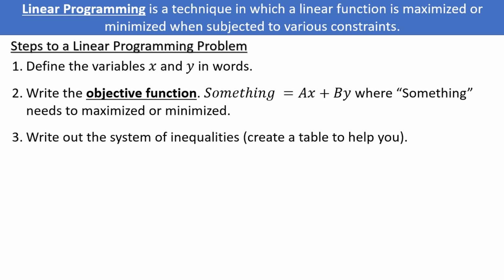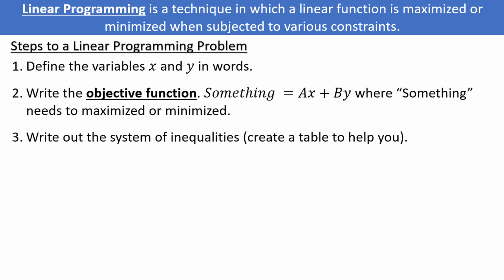Step 3 is to write out the system of inequalities related to either the restrictions or the requirements. If you are maximizing something, you will have restrictions, and if you are minimizing something, you will have requirements. I like to make a table at this stage to help me organize the information from the problem, as I will show you later. Typically, you get 2 or 3 inequalities in terms of both x and y, and usually there is a requirement that both x and y are at least equal to 0.